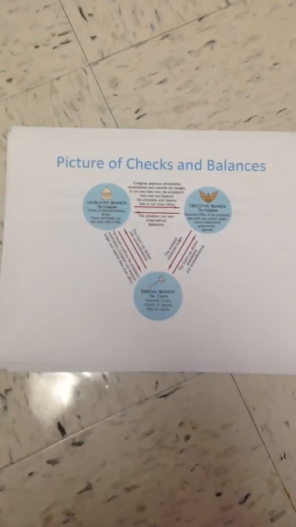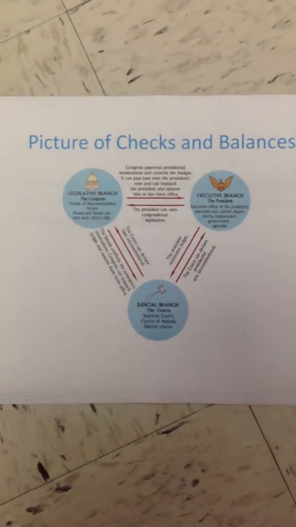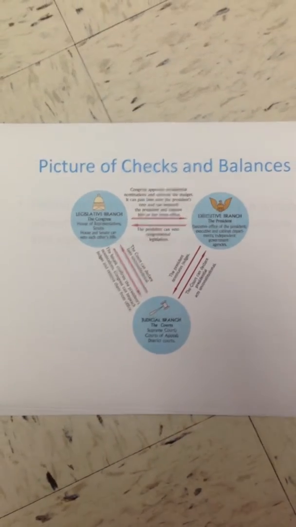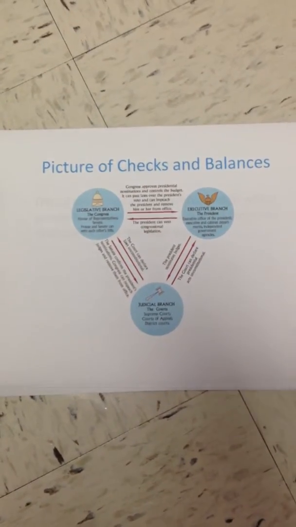This picture shows checks and balances because it shows that the executive branch checks the legislative branch and how they all interact with each other.